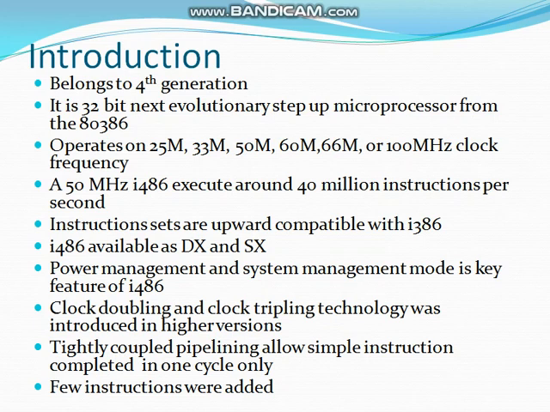It has a different operating frequency according to the version, that is 25, 33, 50, 60, 66 and 100 megahertz. The processor which works at 50 megahertz executes 40 million instructions per second. The instruction set is compatible with the Intel 386. The 486 again has two different versions. One is the DX and another is the SX.